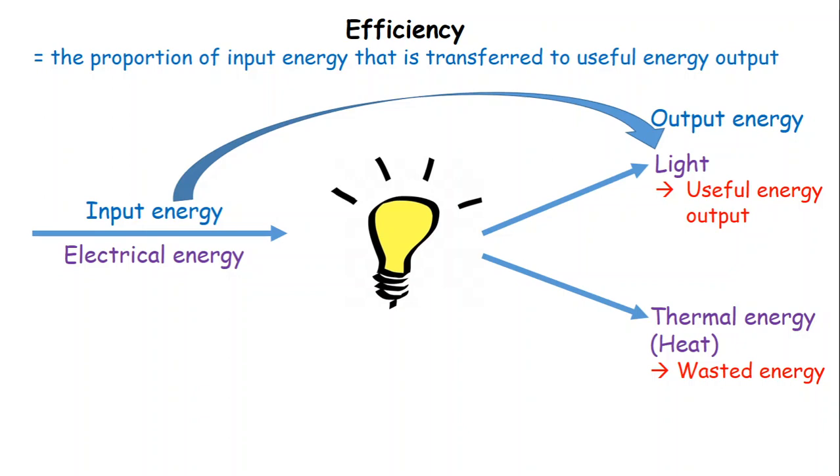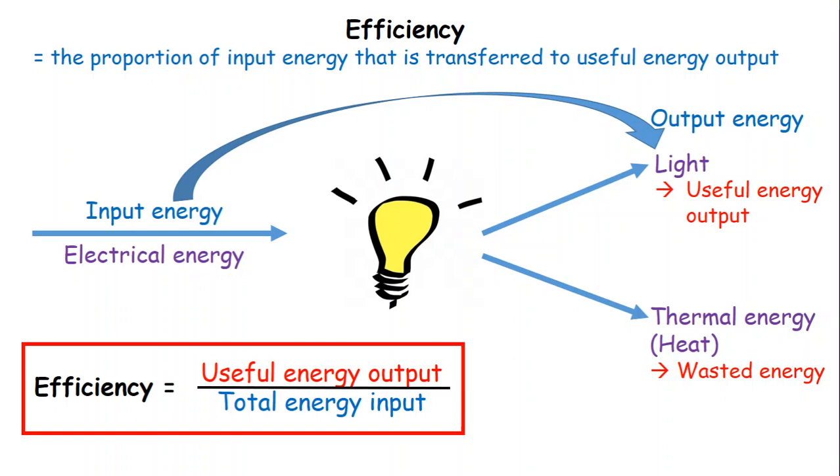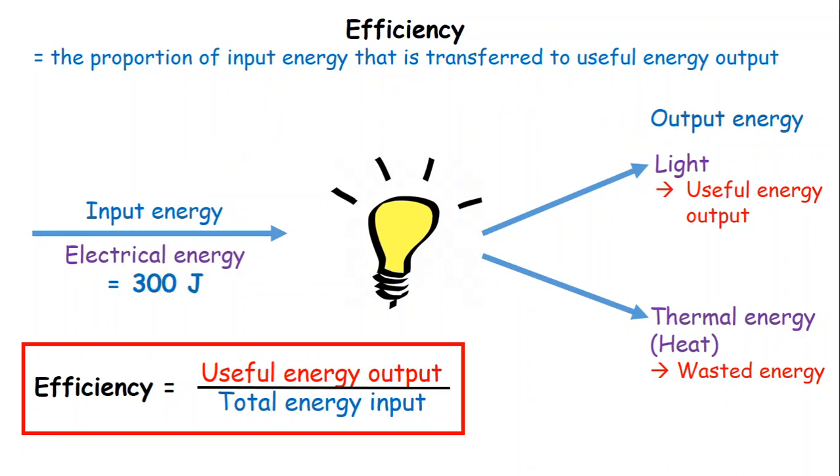So the efficiency is the proportion of input energy that is transferred to useful energy output. So in this case it would be the proportion of the electrical energy that is transferred to useful light energy. To calculate efficiency, we use this formula: useful energy output divided by total energy input. So let us assume that we have an electrical energy input of 300 joules here, which is transferred to 30 joules of useful light energy and 270 joules of wasted thermal energy.